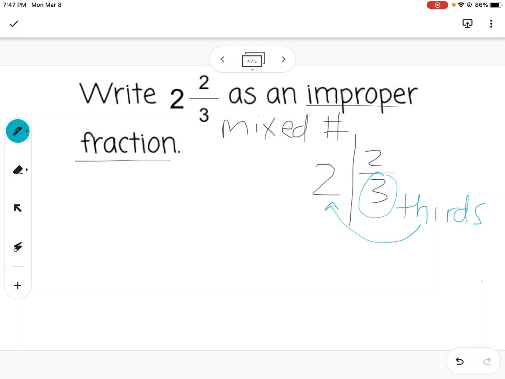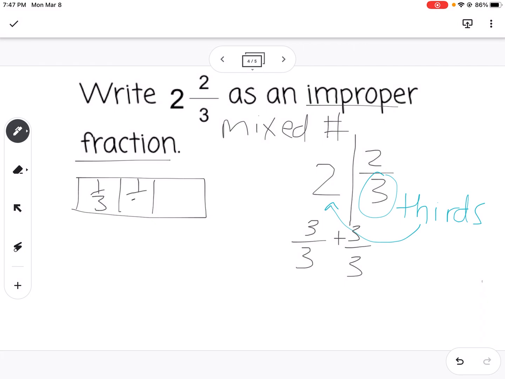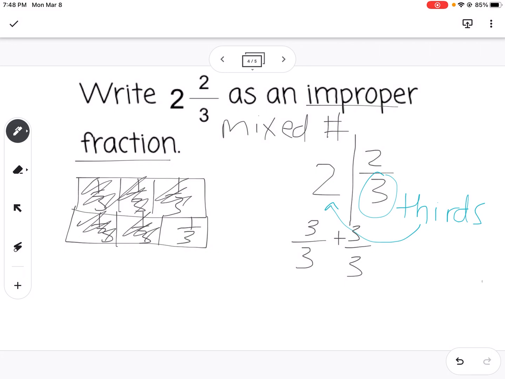Well, I know that 3/3, that's a whole. So that's 1 whole already. Plus 3/3, that's another whole. So now I already have my 2 wholes taken care of. And let me draw that out. So 1/3, 1/3, 1/3. Here is 1 whole. Here's the second whole. So I'm already at 6/3.